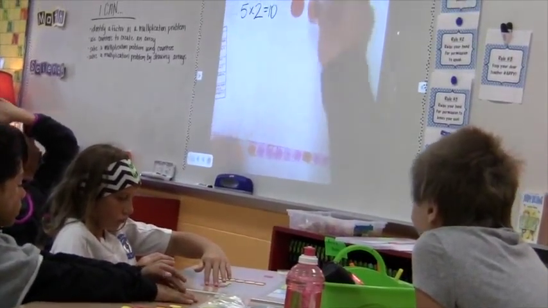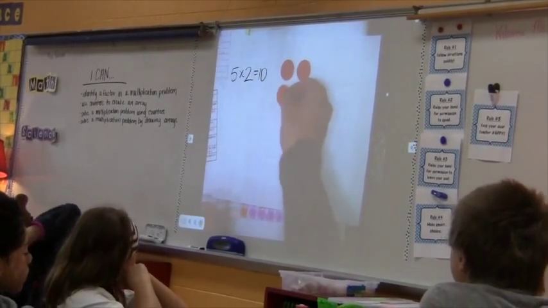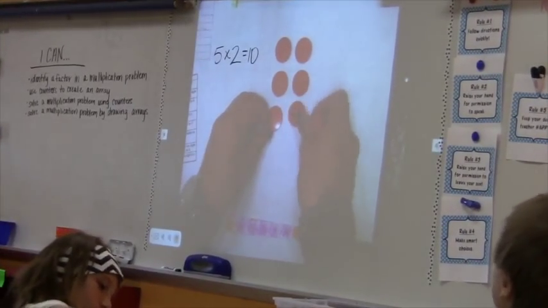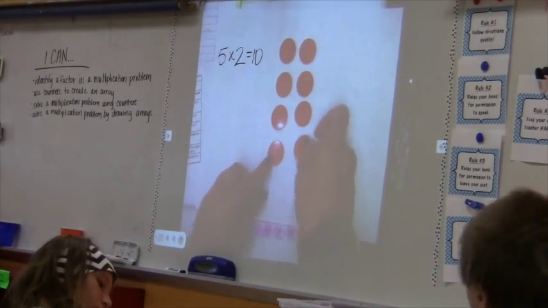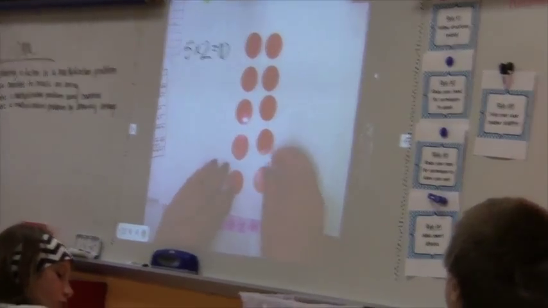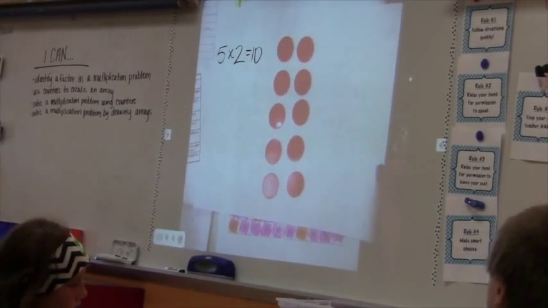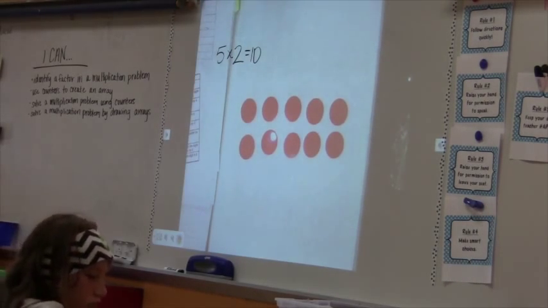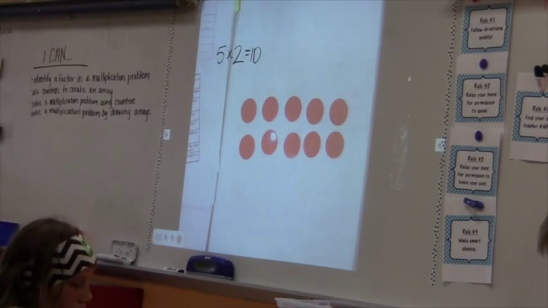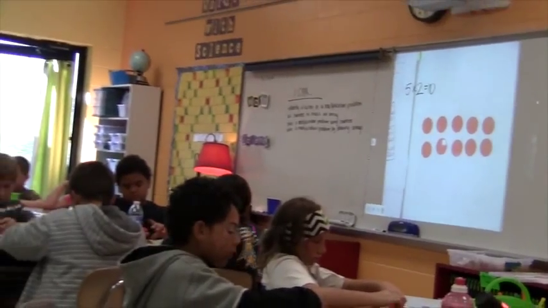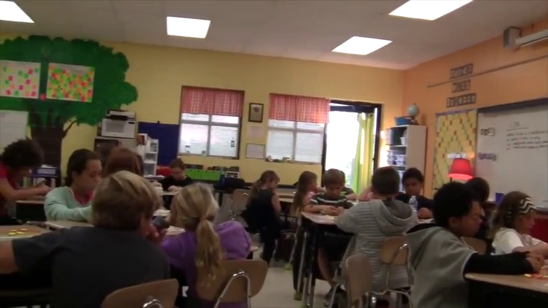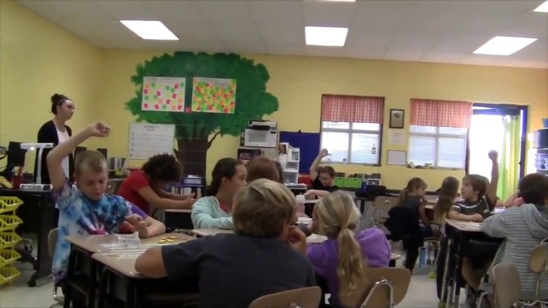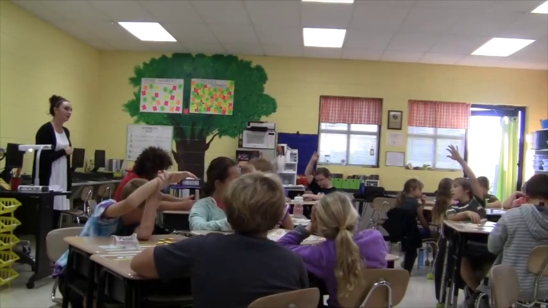So you could have done it this way with 2 rows or 2 columns and then 5 in each column, right? Or it could have gone this way, right? But by looking at how I had the problem set up, 5 times 2, which way do you think is probably correct? 5 times 2. Think about it. Take a few minutes to think about it.